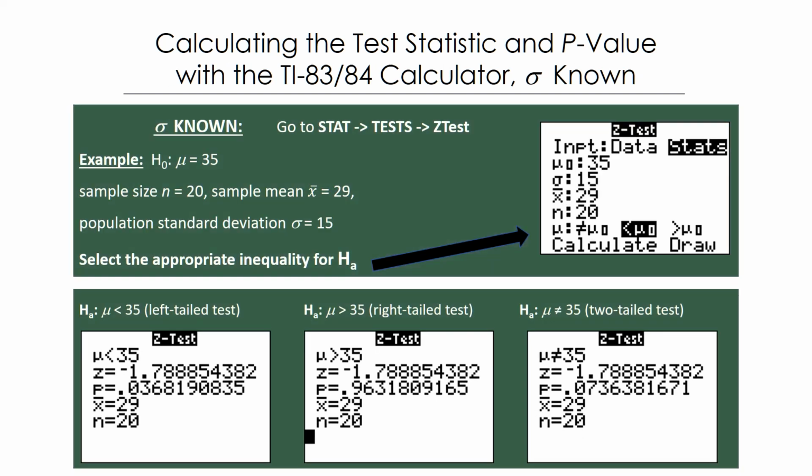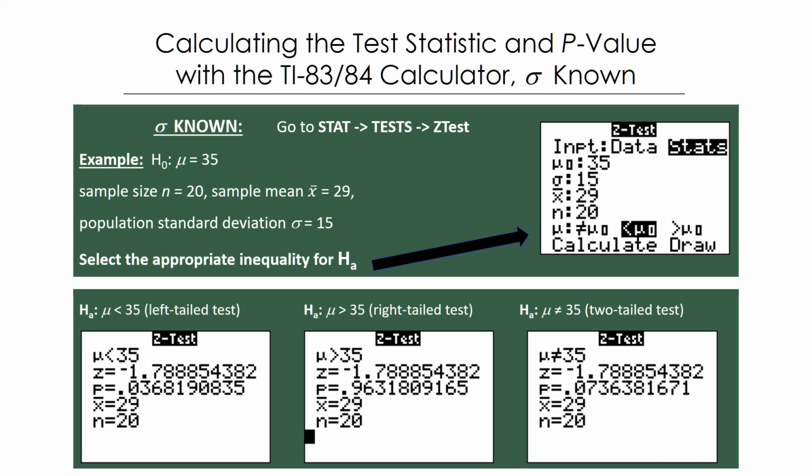Calculating the test statistic and p-value with the TI-83 or 84 calculator when sigma is known, we use a z-test. So you go to your stats button and select the tests menu and select z-test, which is the first option, and similarly put in what is asked for on that menu that appears, mu sub 0 being 35, the population standard deviation sigma equals 15, the sample mean x bar equals 29, the sample size n equals 20, and then select the appropriate inequality for the alternative hypothesis, HA.